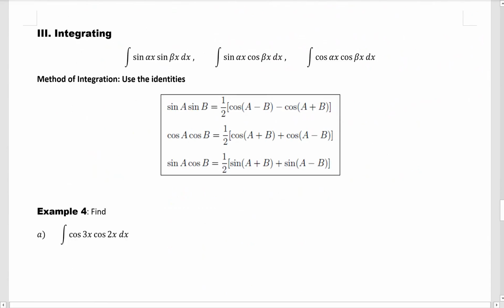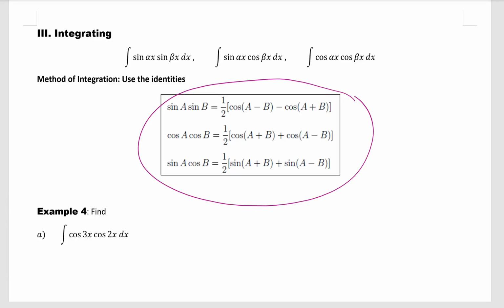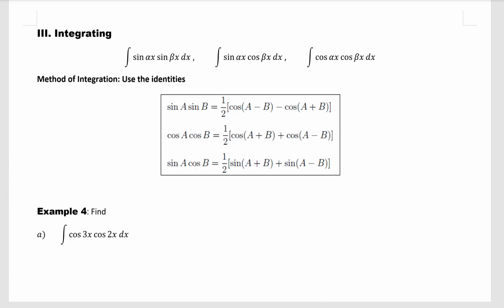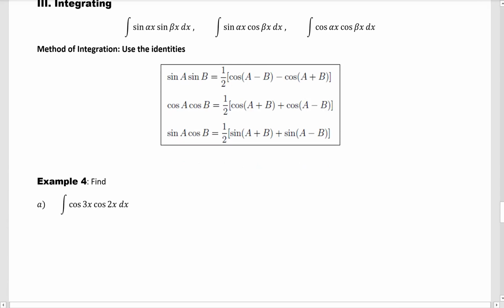The last type is integrating products of sine and sine, products of sine and cosine, products of cosine and cosine. So the method is using these trig identities. Okay. By the way, these formulas are the only formulas I will provide you in the exam. Yes, these are the only ones I will provide you in the exams, and possibly the Taylor series formula when we go to chapter 9. Okay. So then the problems become pretty easy.